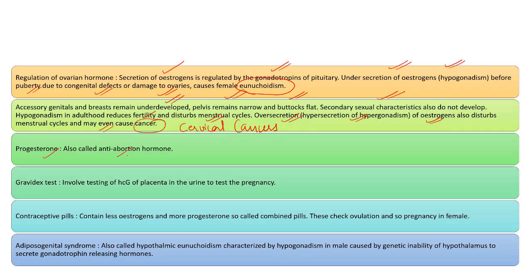Progesterone is also called the anti-abortion hormone. The Gravidex test involves testing for human chorionic gonadotropin of the placenta in the urine to test for pregnancy. Gravidex test is sold under the name Prega News.